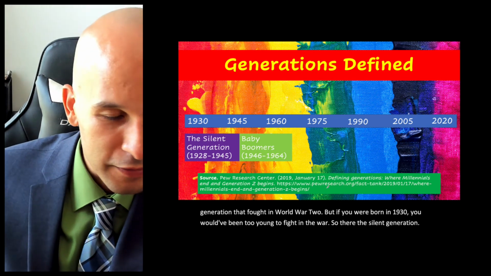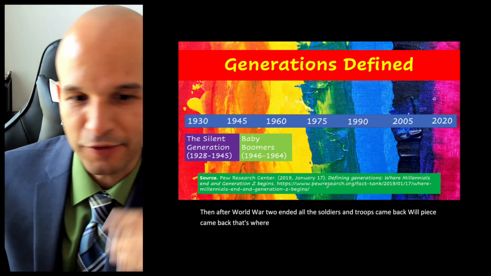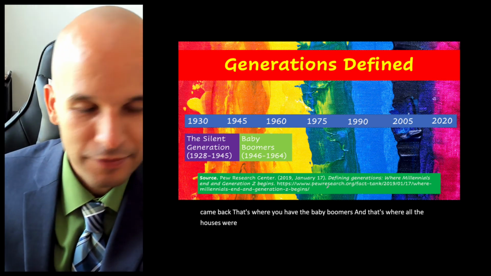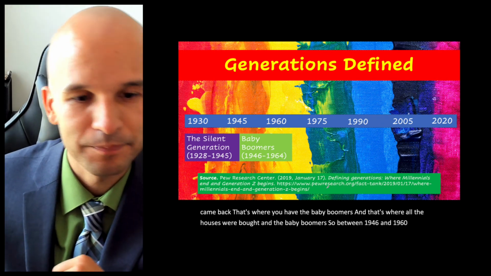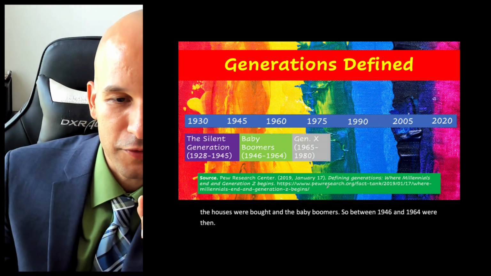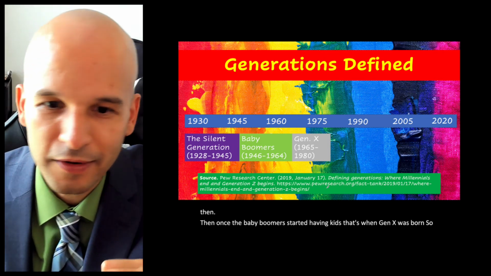Then, after World War II ended, all the soldiers and troops came back, world peace came back. That's where you have the baby boomers, and that's where all the houses were bought. So between 1946 and 1964 were them. Then once the baby boomers started having kids, that's when Gen X was born. So Gen X was 1965 to 1980.